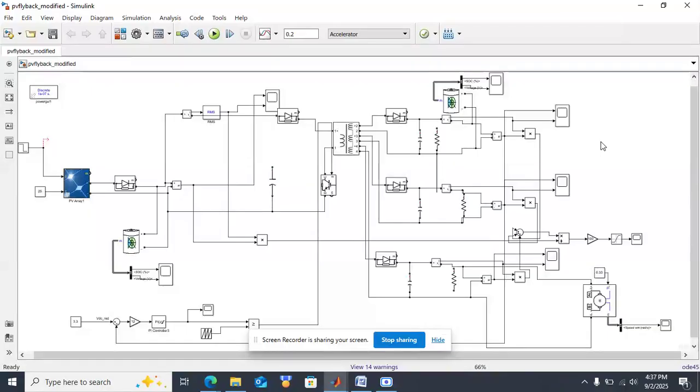Similarly, when we change the loads to one R load, one RC load, and one RL load, the regulation is maintained here, but efficiency is slightly reduced. This is the working of this converter.